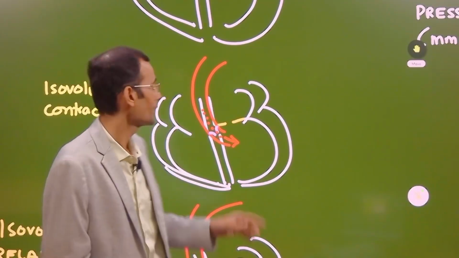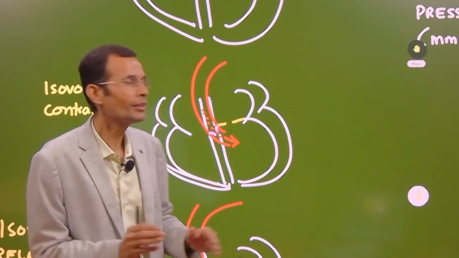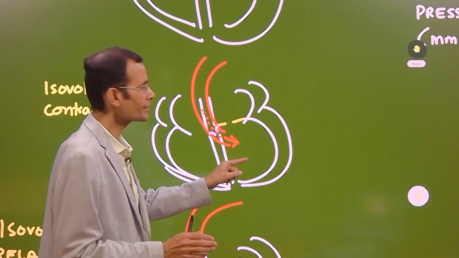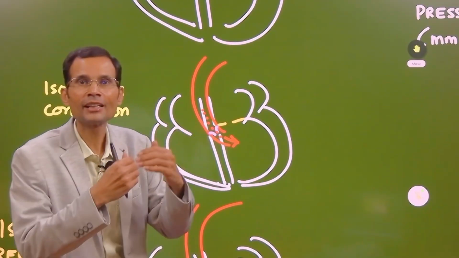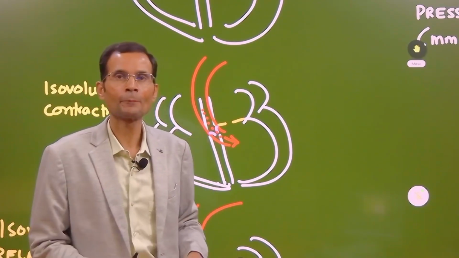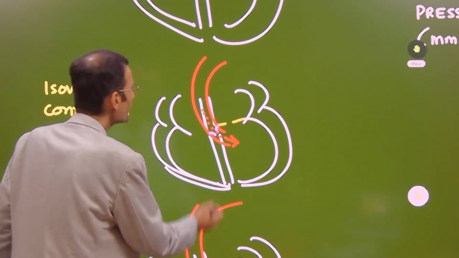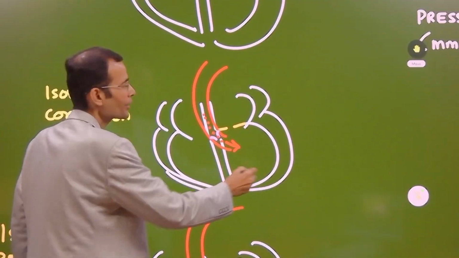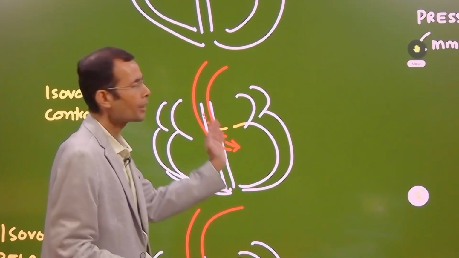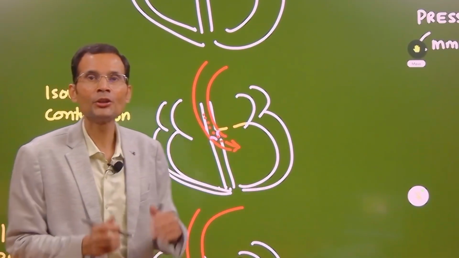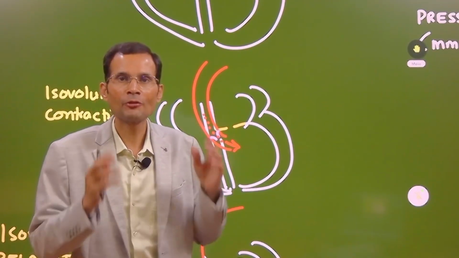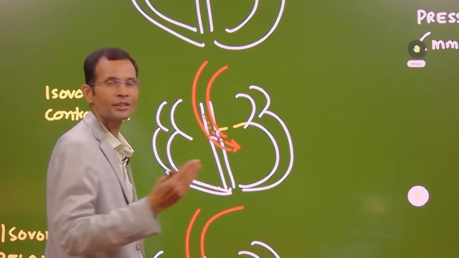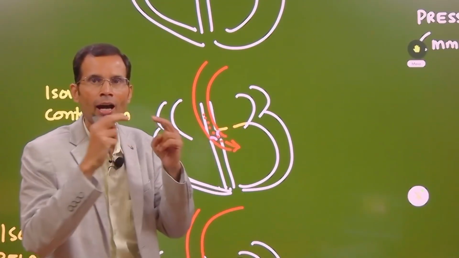So imagine in the isovolumic contraction, the aorta pressure is still greater than the left ventricular pressure and the aortic valve is regurgitant. It means what? It means the blood will simply regurgitate from the aorta back into the left ventricle during isovolumic contraction. Have you understood this part? I hope you've understood. Both these valves are closed.